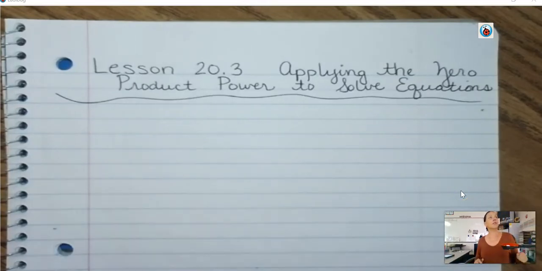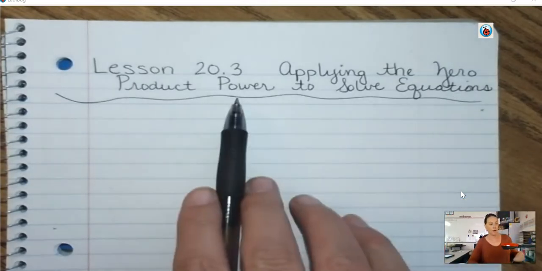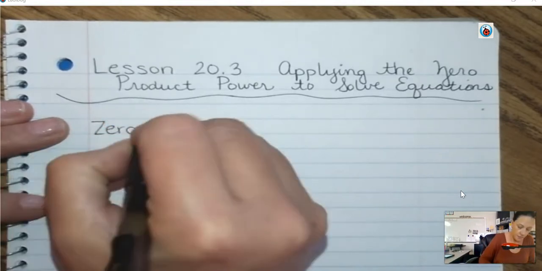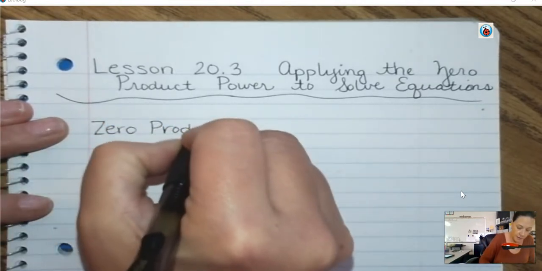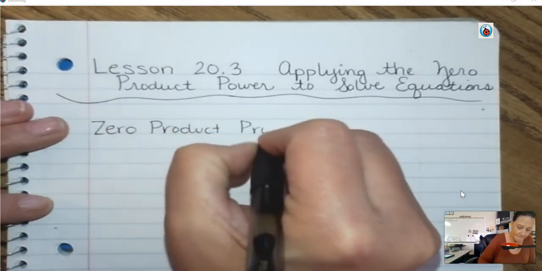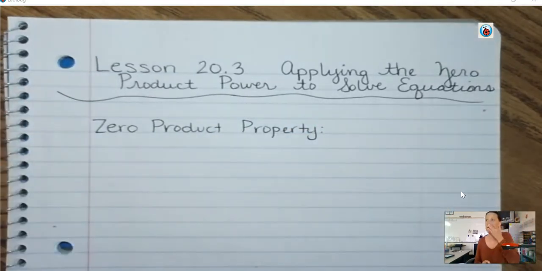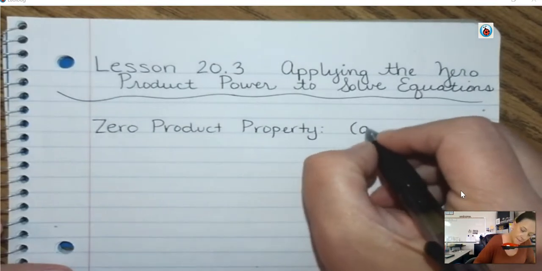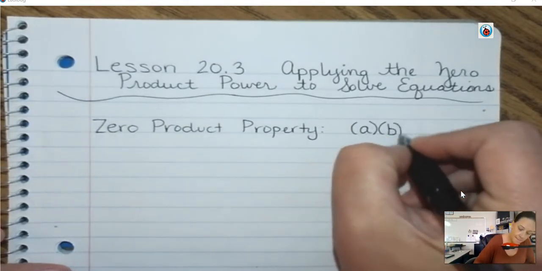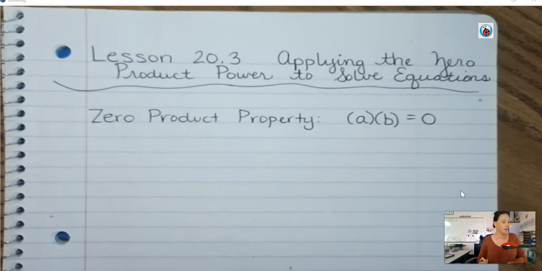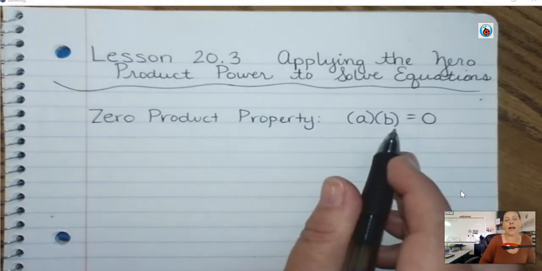Okay, you guys have learned about the zero product property before. As a reminder, the zero product property states anything times 0 is 0. So if I have A times B equals 0, then that means that either A or B has to be 0.